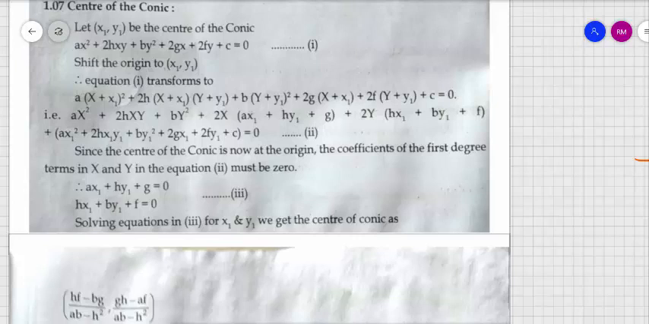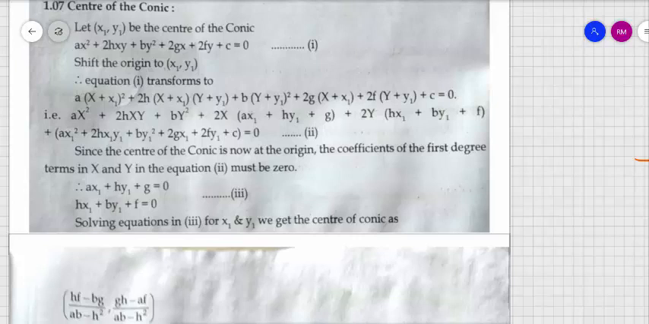So then by the discussion of previous lecture, means we have to replace x by capital X plus x1, y by capital Y plus y1. So we get the new equation, and note that that equation is represented by 2. After simplifying we get a capital X square plus 2h capital XY plus b capital Y square, like this.